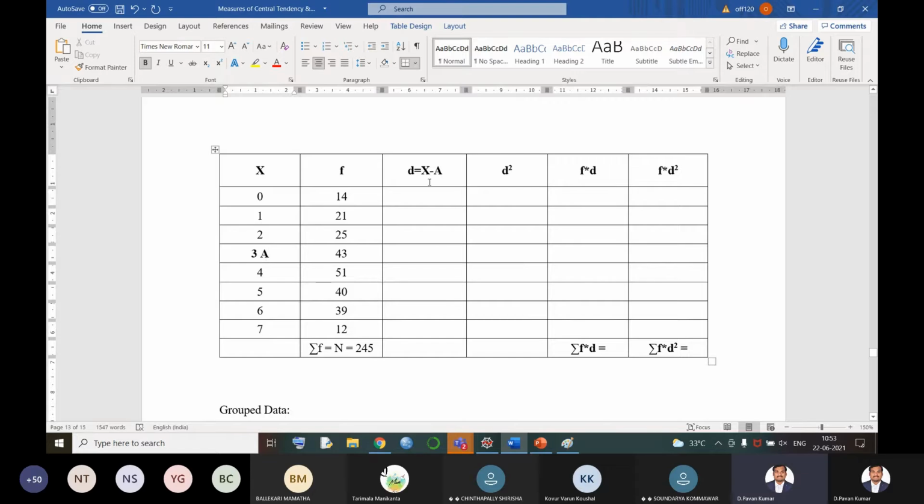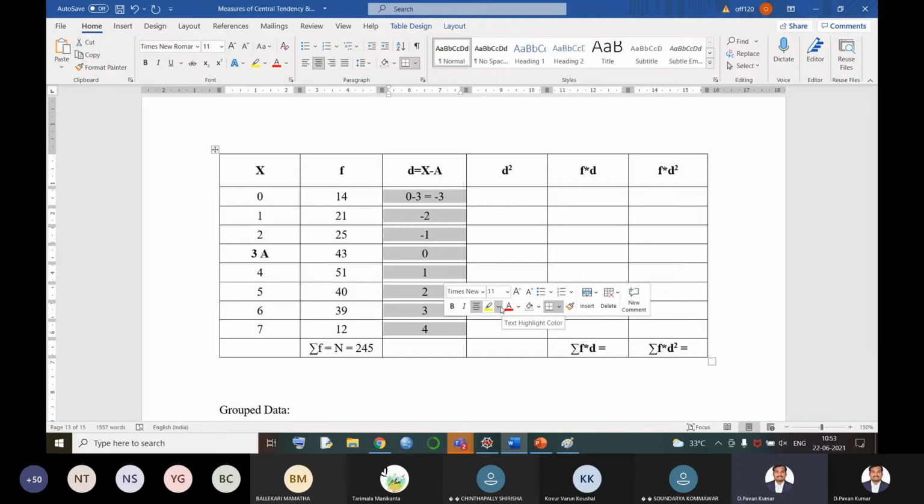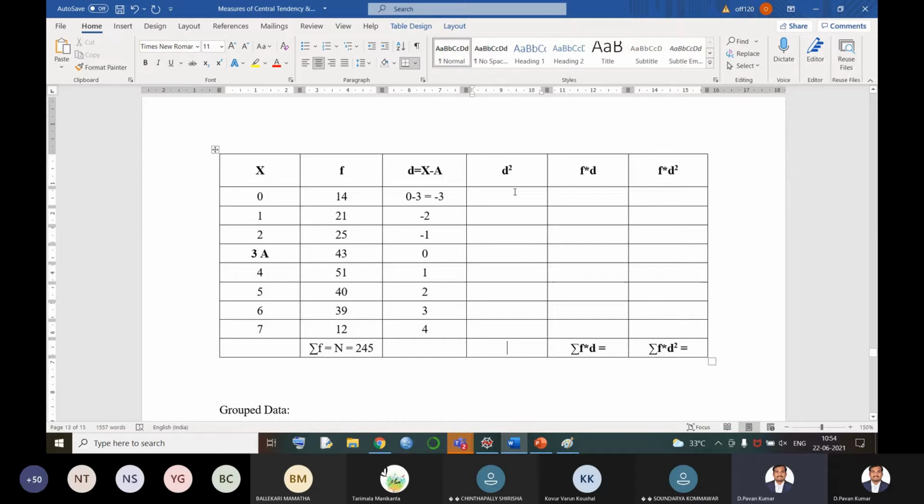See, what is our x value for the first entry? 0. So 0 minus 3 is minus 3. Next we get minus 2, minus 1, 0. That is, 1 minus 3 is minus 2, 2 minus 3 is minus 1, 3 minus 3 is 0, 4 minus 3 is 1, then 2, 3, 4. So we get a sequence in increasing order. Now let us square them.